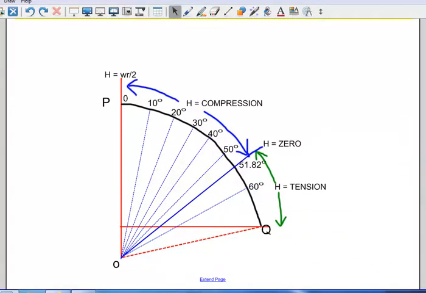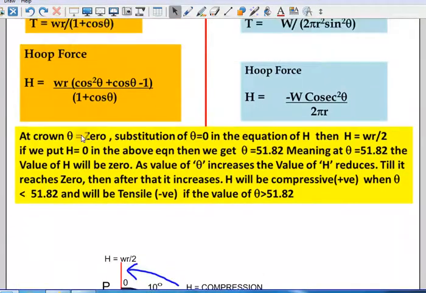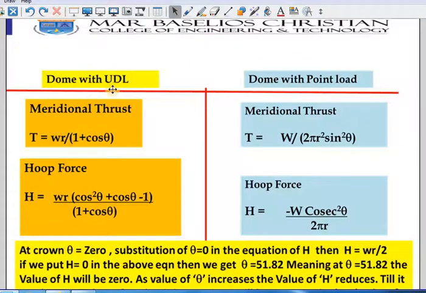Now let us see another case. We talked about the UDL; I will come to the point load separately. If a dome is subjected to UDL and point load, how do you find the T and H? It is as simple as adding them. If a dome is subjected to UDL and point load, then the meridional thrust T is equal to T due to UDL plus T due to point load. That is WR by 1 plus cos theta plus W by 2 pi r square sin theta. The same is the case with hoop force also.